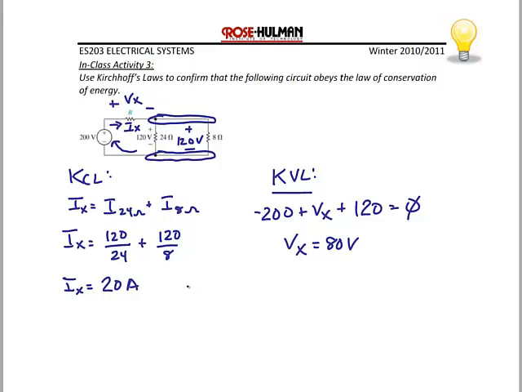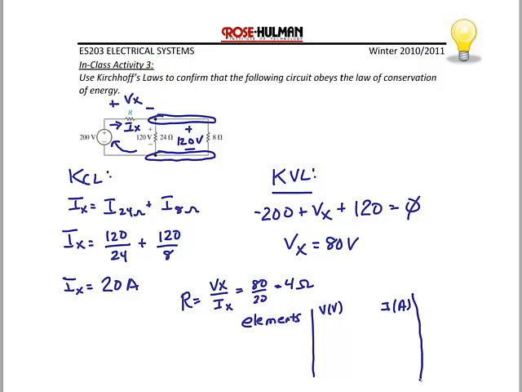And now I can find R. Using Ohm's law, R is equal to Vx over Ix, which is 80/20, or 4 ohms. And how do we check our work? Well, the same way we've been doing all along. In order to check your work, we make a power table and confirm that this circuit obeys the law of conservation of energy. We'll do that now.